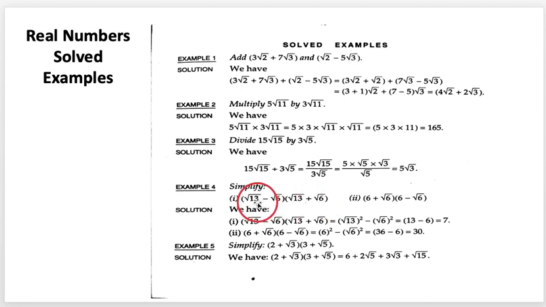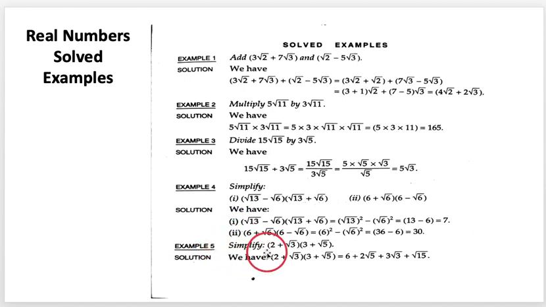Now example 4: simplify root 13 minus root 6 into root 13 plus root 6. Here you can notice one thing: if root 13 is A and root 6 is B, then we can say that A minus B into A plus B. Understand? The formula is A minus B into A plus B is A square minus B square. So if I write A square minus B square, then what is the answer? I told you earlier that root 11 into root 11 is 11. So root 13 square means root 13 into root 13, that is 13. Root 6 into root 6 means 6. So 13 minus 6 is 7. Similarly, that number 2 also you can do.